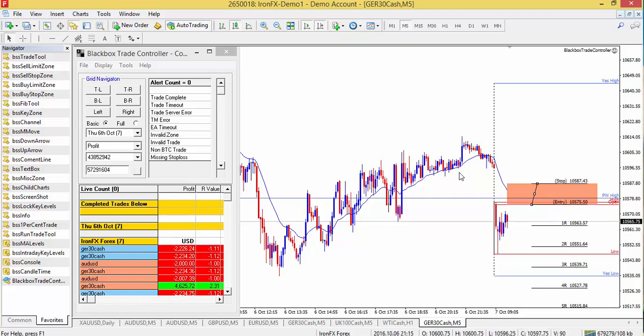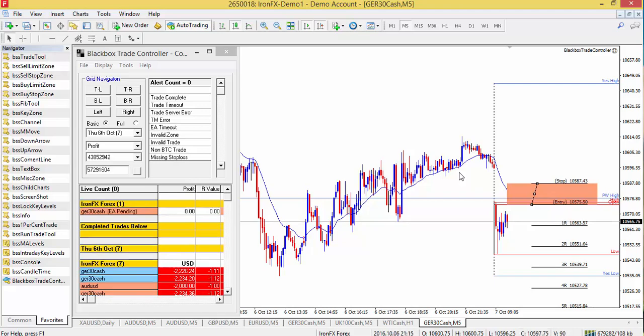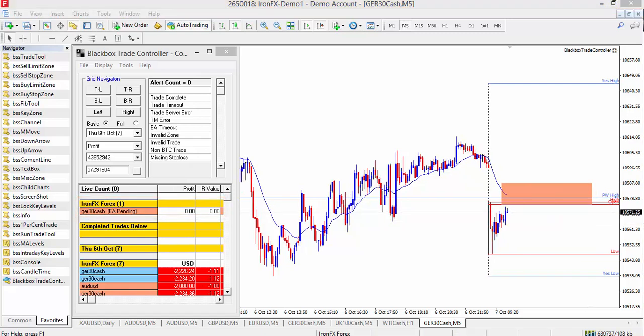Once trade setup is complete and has been activated, the pending order is displayed in the trade console under the Iron FX Forex install. As the trade is not live, only basic information is available and no ticket number has been assigned since the EA pending orders are not registered with the broker.